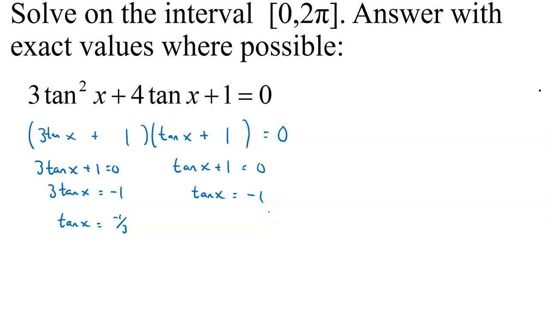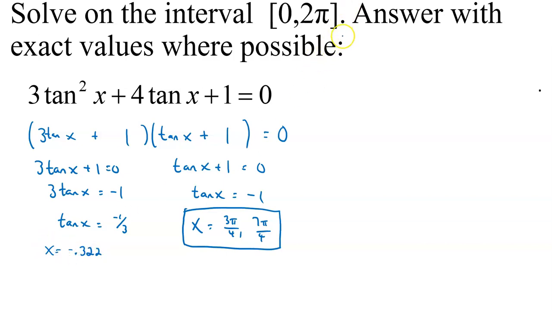Well, tan x equals negative 1, I can answer with exact values. The tangent is negative 1 in the second quadrant at 3 pi over 4, and in the fourth quadrant at 7 pi over 4. So those two I've got. The tangent is equal to negative 1/3 at two places that I don't know because they're not nice numbers on the unit circle. So I will take my calculator and throw in the inverse tan of negative 1/3, and my calculator returns x equals negative 0.322.